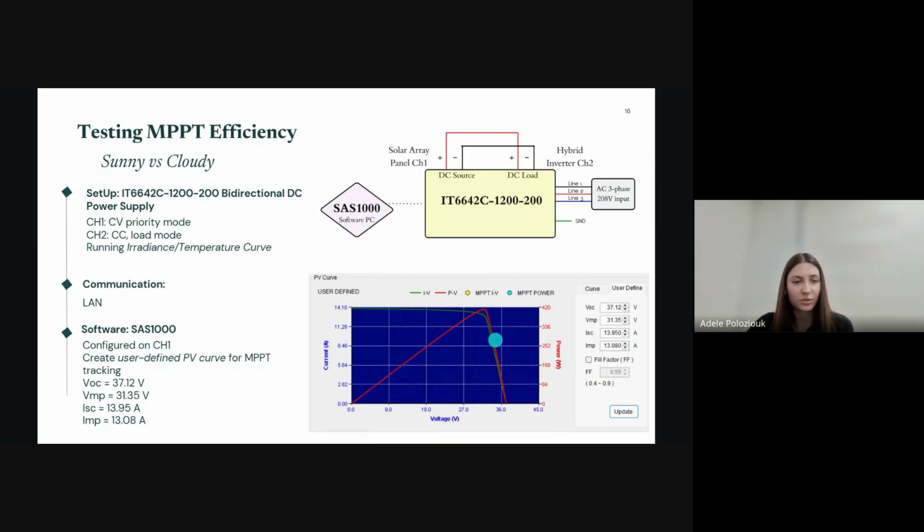Now let's take a closer look at what exactly a PV curve is. It is a power voltage characteristic curve defined by the user, or you can use the SAS software's pre-configured curves for various models for different solar arrays. But in this case, mine was not included, so I configured my own.